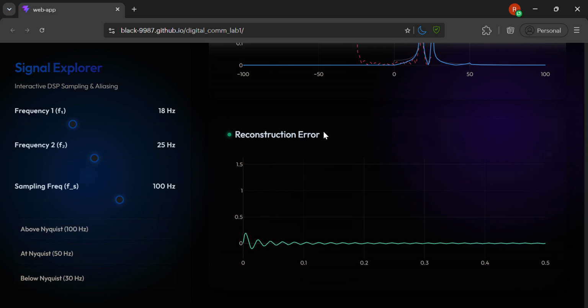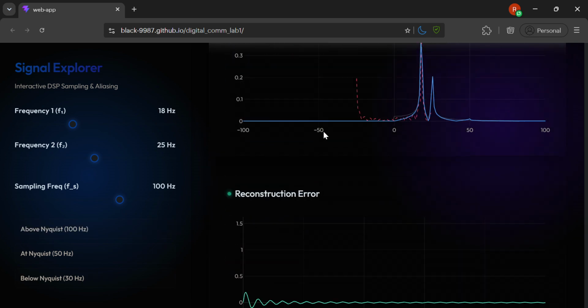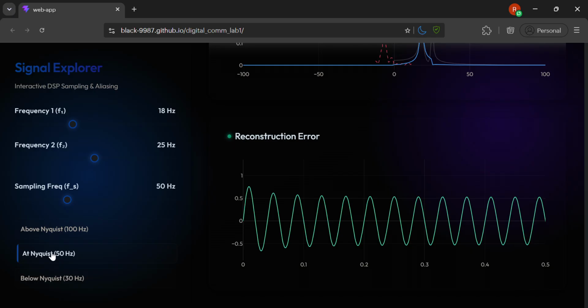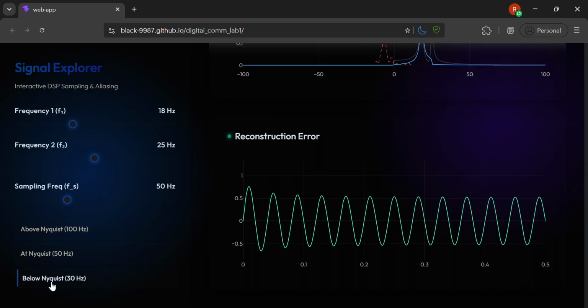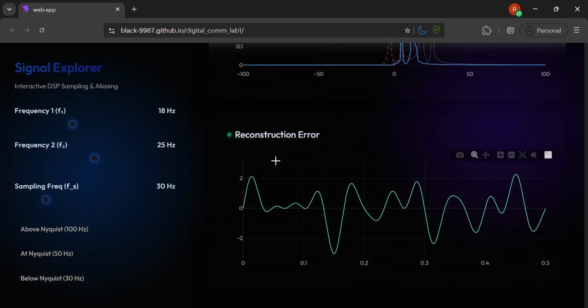Like if I do above Nyquist, then it will look like this. If I do at Nyquist, like 50 hertz, it will be like that. And in below Nyquist, it will be like that.